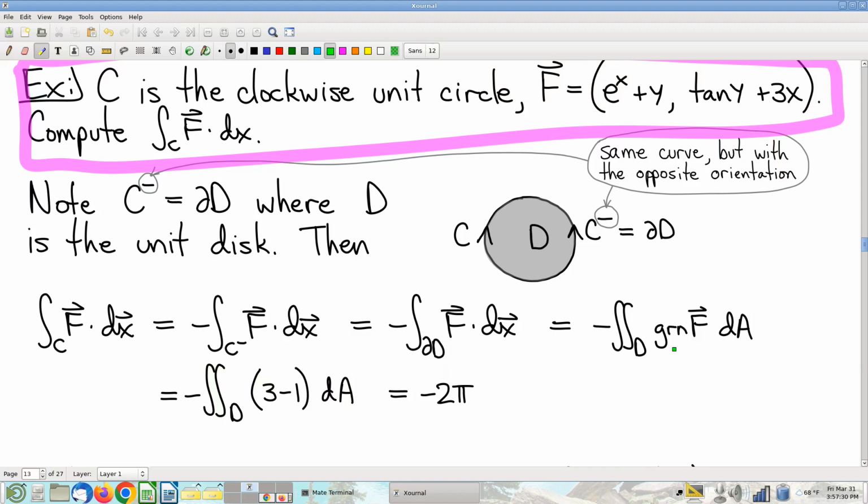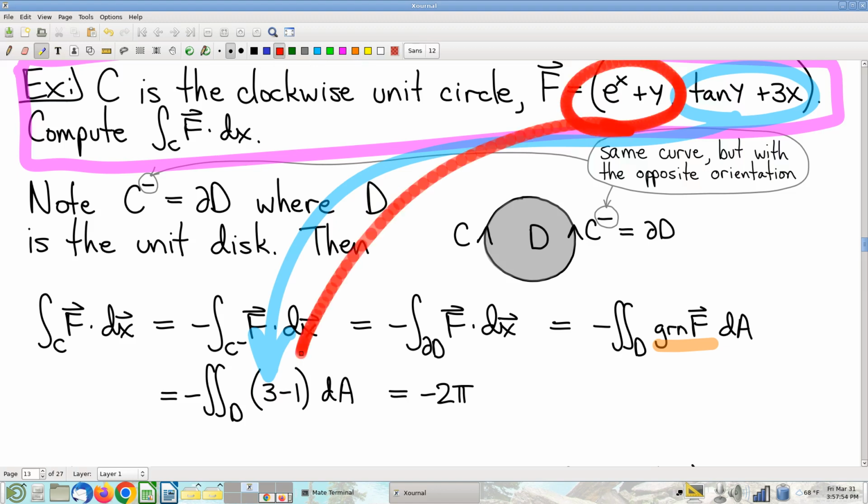We need to compute Green's operator, and Green's operator is dQ/dx minus dP/dy. So the x partial of this, well, I'm taking the x partial, so anything that only has y's in it just goes away, no problem. And so just 3. And now minus dP/dy, so the y partial of that, just 1.